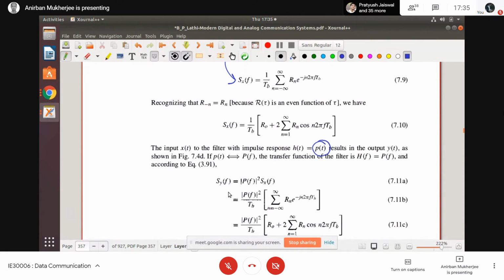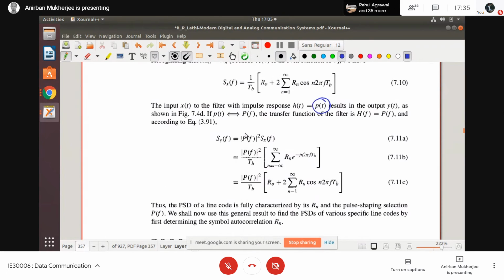So what will I get? S_y(f) is the mod P(f) squared into S_x(f), where S_x(f) is 1 by Tb times this summation. That means the PSD of a line code is fully characterized by its R_n. The PSD is fully characterized by R_n, R0 and the pulse shaping function. With this, you can completely characterize the PSD of the line code S_y(f).